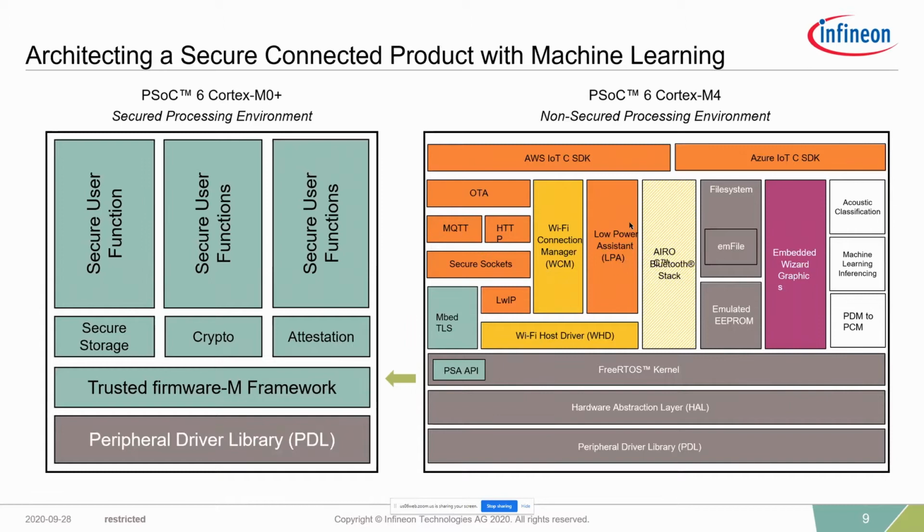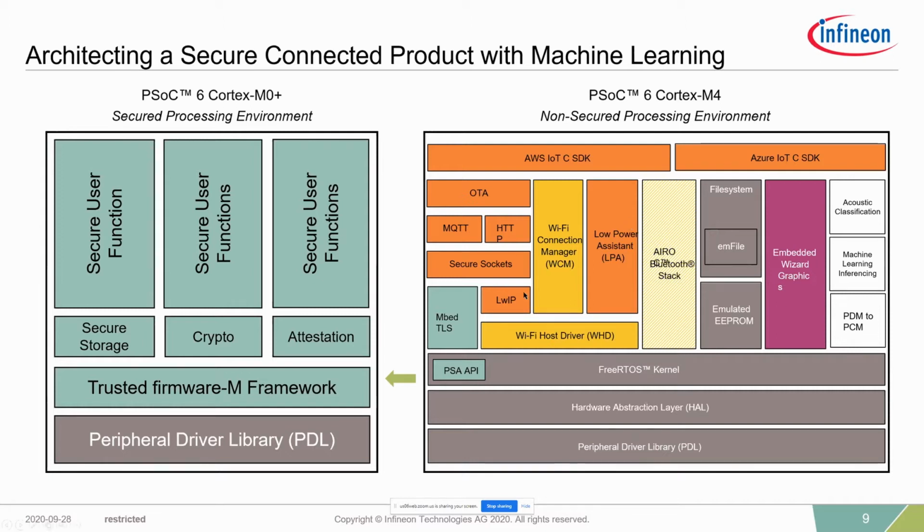So the architecture of a secure connected product with machine learning. This is just a little more on machine learning. We're going to be focusing on the unsecured, but PSoC 6 does support an M0+ secured processing environment, where you have a trusted firmware framework, and we do supply a secure peripheral driver library that you can use in there. So if you're doing something with the cloud or something where you need security, we do offer a course specifically for that. Today, we're focusing just on the machine learning piece. And so we'll do everything on the Cortex M4, the non-secured processing environment.